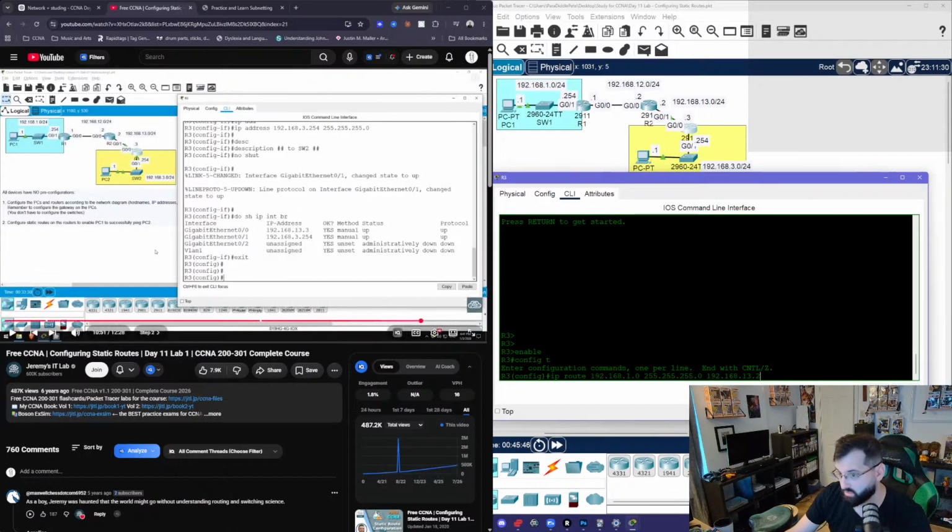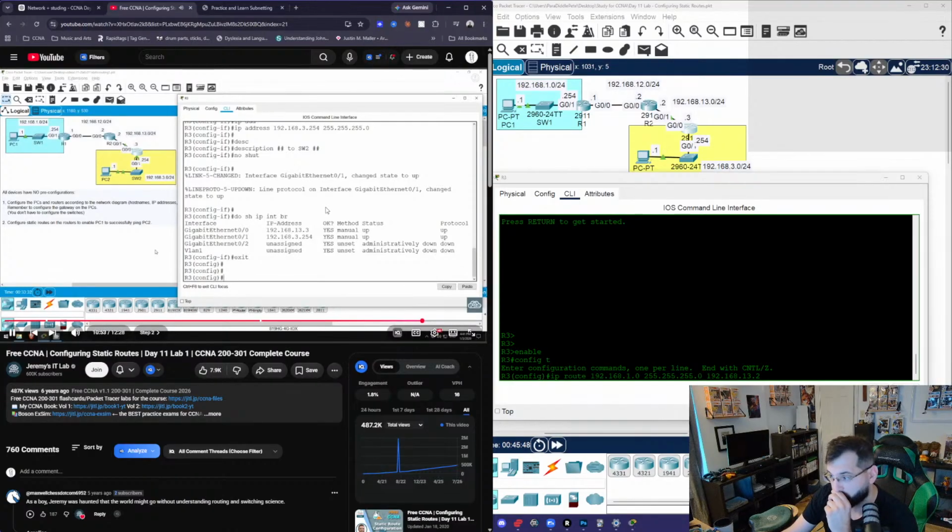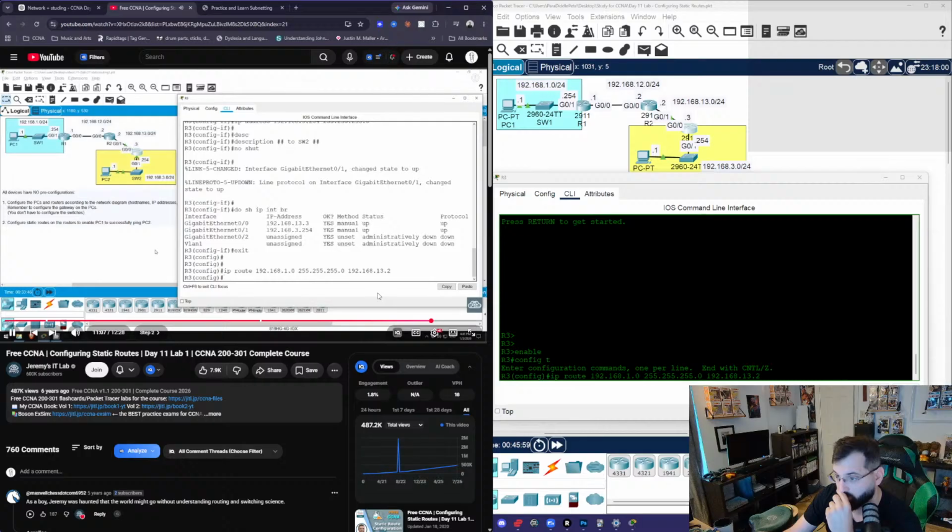That should be it. And let's configure a route to 192.168.1.0/24. IP route 192.168.1.0, 255.255.255.0, 192.168.13.2, setting R2 as the next hop.